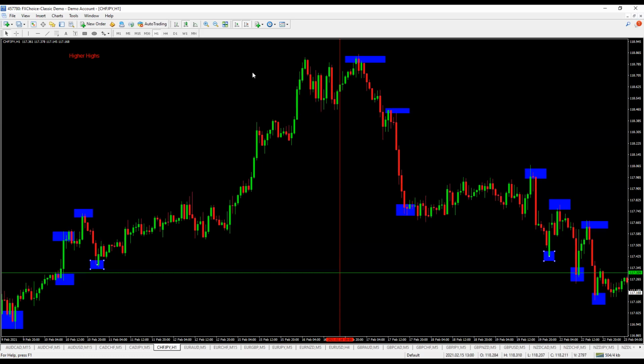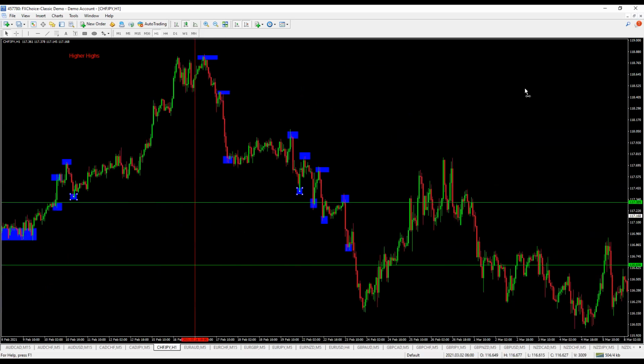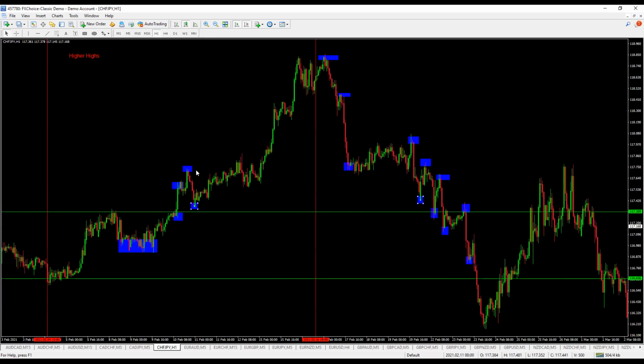If you look at this movement here, you notice it was higher highs and higher lows, higher highs and higher lows, okay? All the way up. So you had a staircase going up, and then you had a staircase coming down.